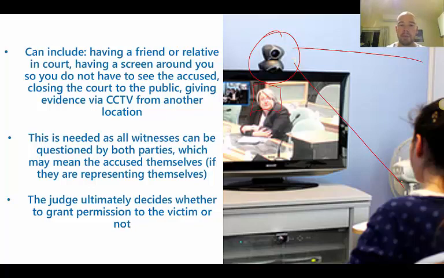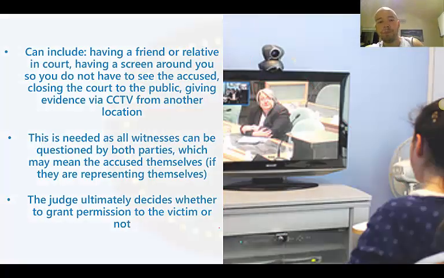At the end of the day, the prosecution might apply to the judge to have the victim give evidence as a vulnerable witness, but the judge is the one who ultimately decides whether to grant permission or not. Why is that? That's because the judge is in charge of the trial. The judge is in charge of ensuring that it is fair, ensuring that it is dealt with in an impartial manner. So therefore, they're in charge of deciding whether a victim can give evidence as a vulnerable witness or not.